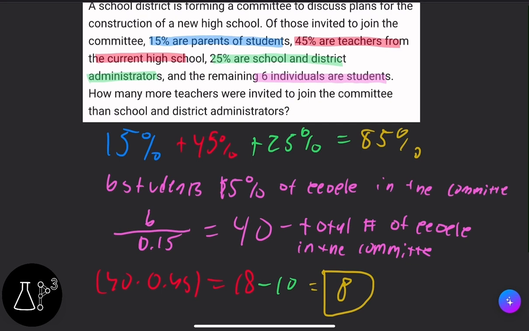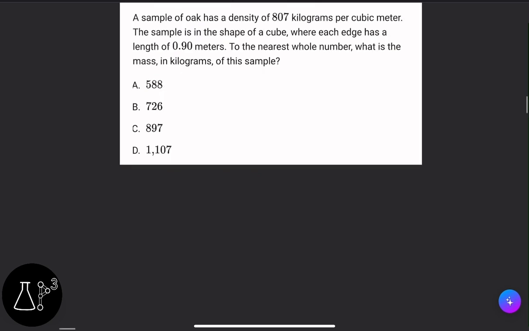So the other 15% to make the full committee, or to show everybody in the whole committee, is the 6 individuals that are students. Let's do a unit conversion question.